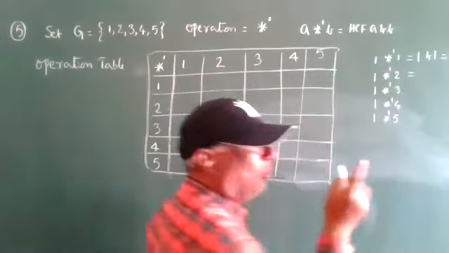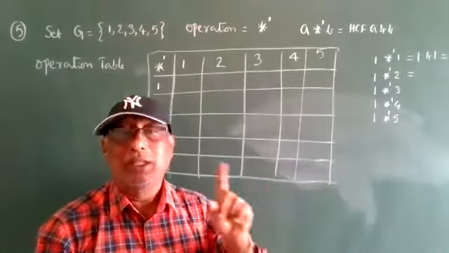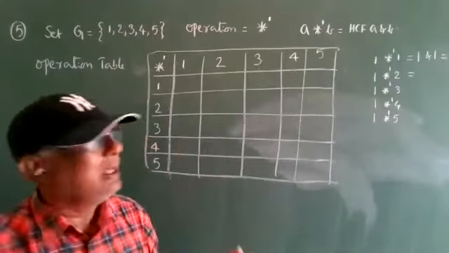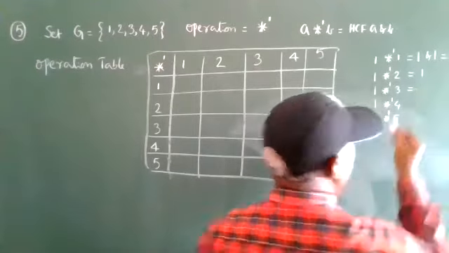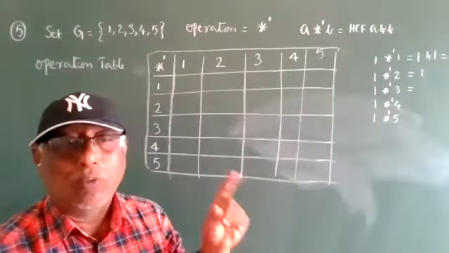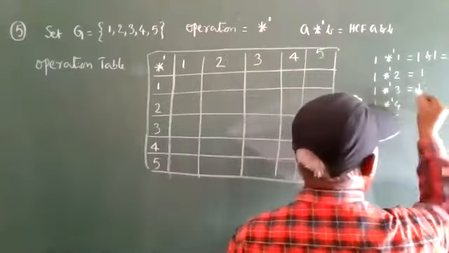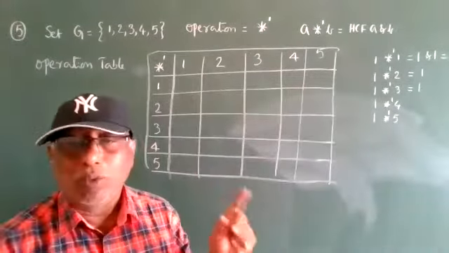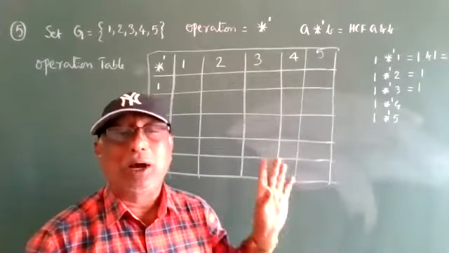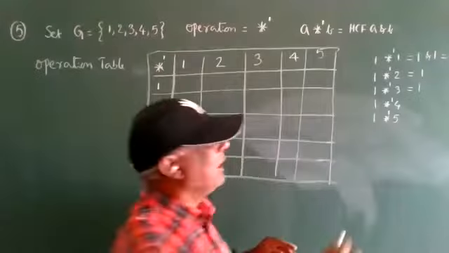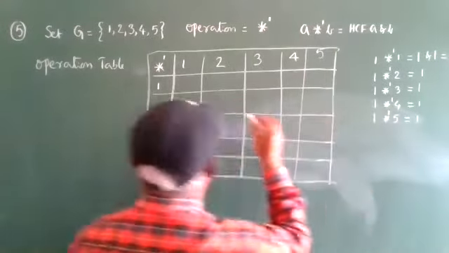And 1 and 2, tell me the common factor. 1 into 1, 2 into 1. The common factor is 1 only. Here also 1 is the common factor. 1 and 3: 1 into 1, 1 into 3. The common factor is 1 only. So here is 1 and 4: 1 into 1, 1 into 4. The common factor is 1 only. 1 and 5, the common factor is 1.